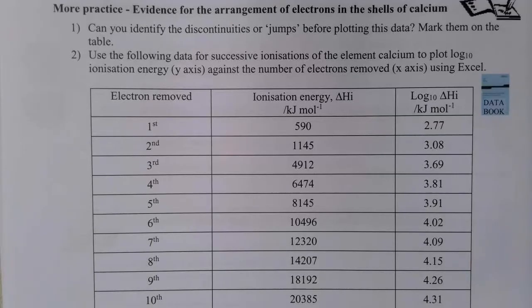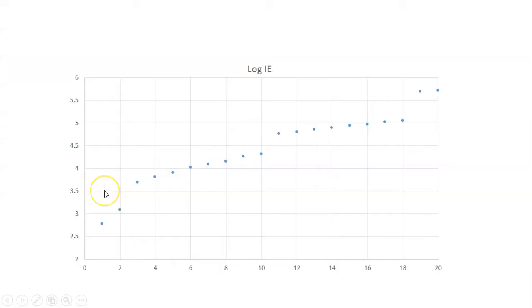So what we'd like you to do now is to practice this using the data on page 14. So you're going to need to plot a graph of the successive ionisation energies of calcium versus the electrons being removed. So here we have the plot of the calcium's ionisation energies, the successive ionisation energies.